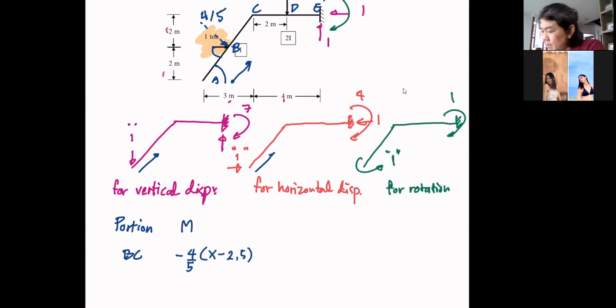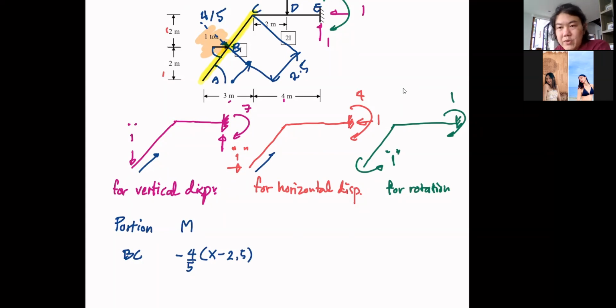Why 2.5? Because the length of member AB, if you look at the projection, the length here is 5 meters and the point load is in the middle here. So I begin everything from the point load. That's where my x is equal to 2.5, right? So that's 2.5 meters. Okay, maybe not the smartest choice, but you know, it would be crazier if we try to redo it now. And that's for my BC.